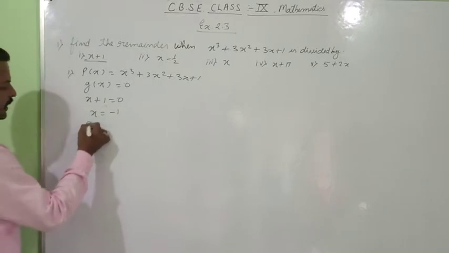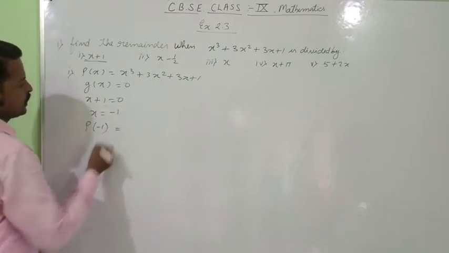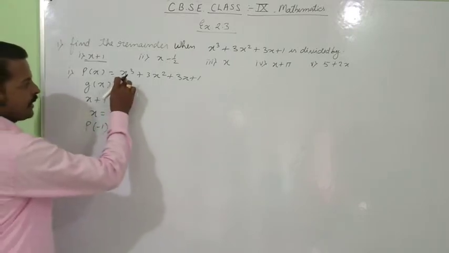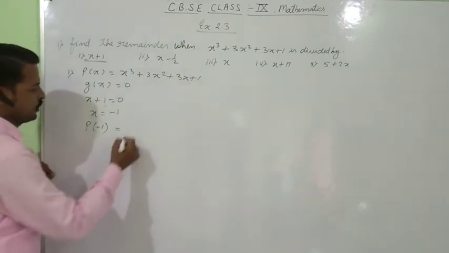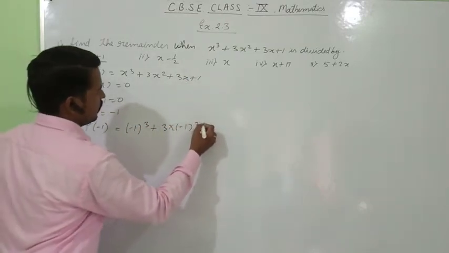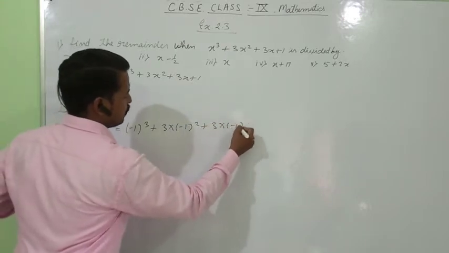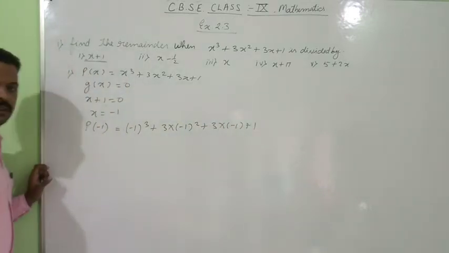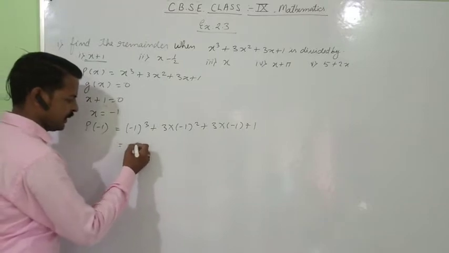So here p of -1 we have to find out. So कैसे मिलेगा? In place of x just substitute -1. So you will get -1 cube plus 3 into -1 square plus 3 into -1 plus 1. Okay, now -1 cube is -1.